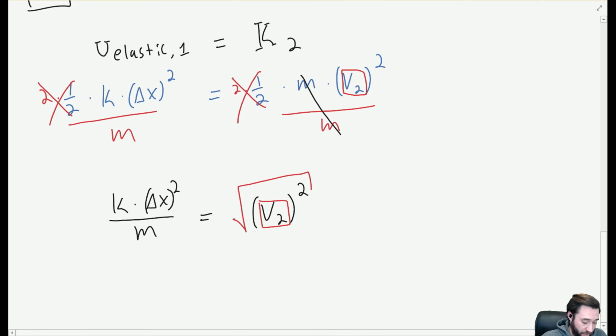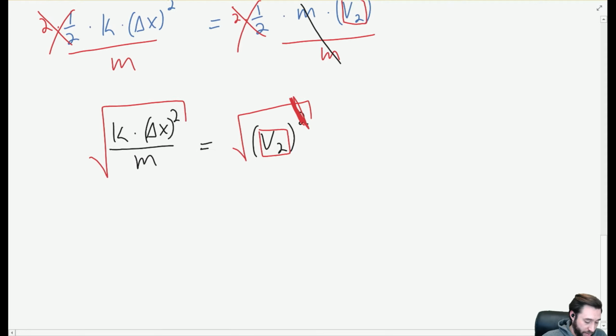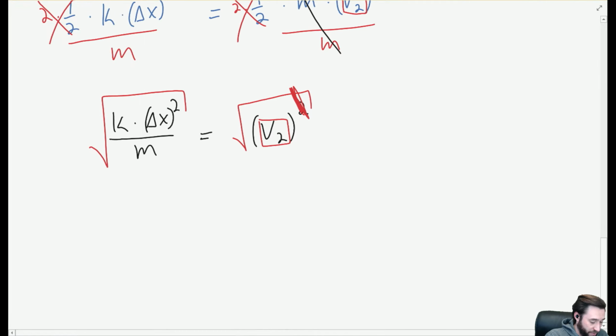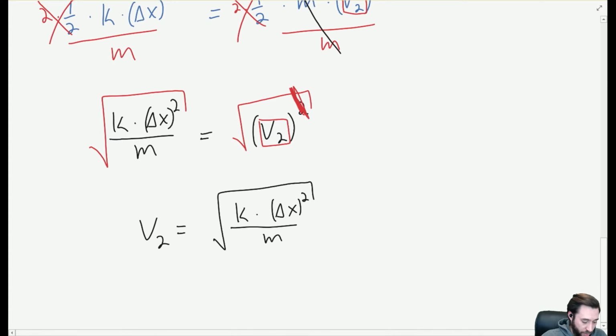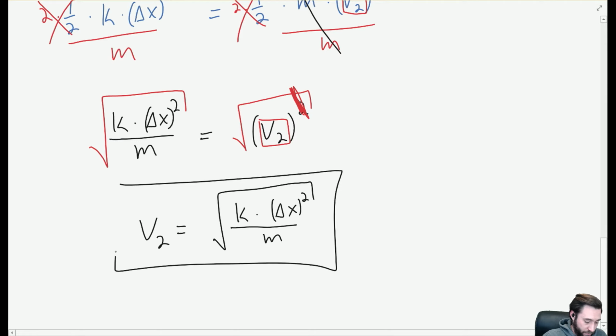So I take the square root of both sides to get rid of the square. So these two cancel out. And then I square root all of that. So the final equation for the velocity at state 2 is going to be the spring constant delta x squared all over m, and then all into the radical. Cool.